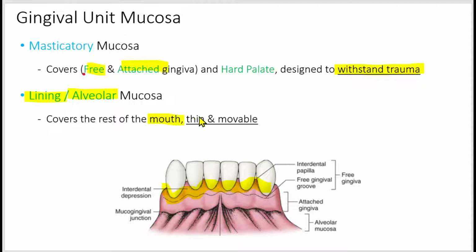It is thin and movable, so it's flexible, again, like your cheek, right? It's much more flexible than the attached gingiva that you have around your teeth. By the way, this masticatory mucosa is also found on the hard palate. So the type of mucosa that covers the hard palate is the masticatory mucosa.